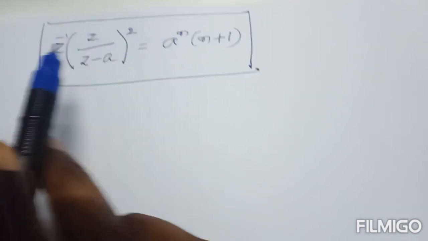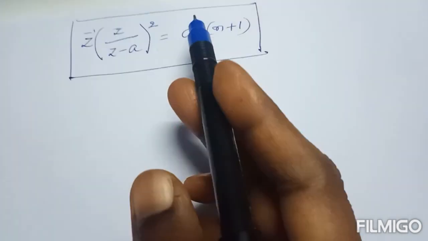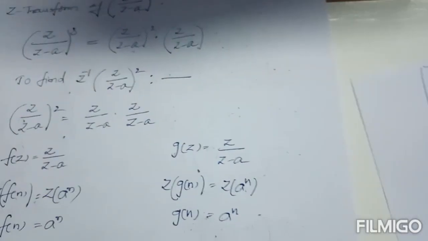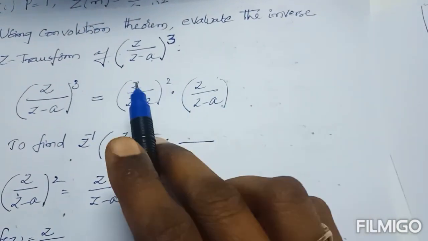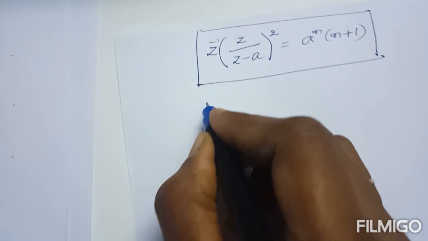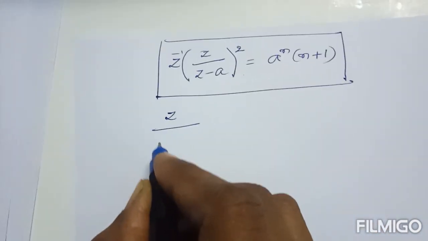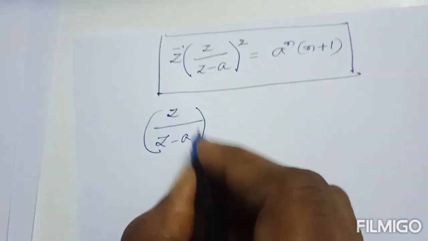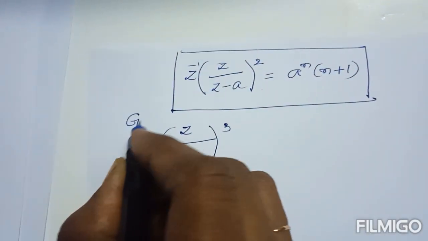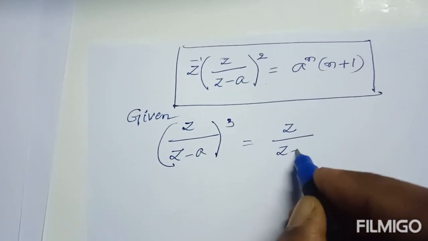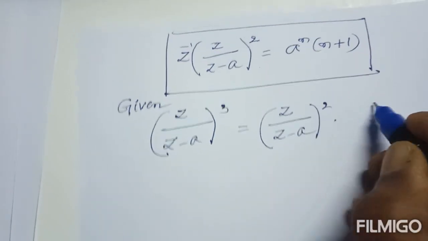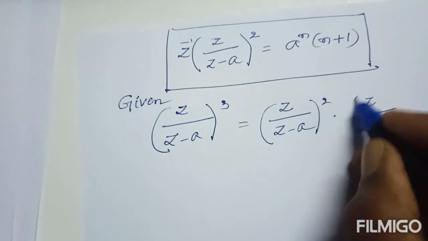But actually we need Z inverse of z by z minus a whole cube. In the first step, we split it as z by z minus a whole cube equals z by z minus a whole square into z by z minus a. We have cleared z by z minus a whole square. So first take the equation. The given function is z by z minus a whole cube. It is written as z by z minus a whole square times z by z minus a.